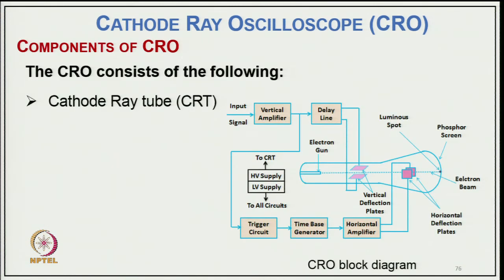The components of the CRO: it consists of a cathode ray tube. The input signal goes to the vertical amplifier, then to the delay line, and then to the trigger and time base and horizontal amplifier, and of course to the CRT, and then to the luminous spot, with the horizontal amplifier, on a phosphorus screen with the electron beam and horizontal deflection plates. That is the CRO block diagram of its basic operation.